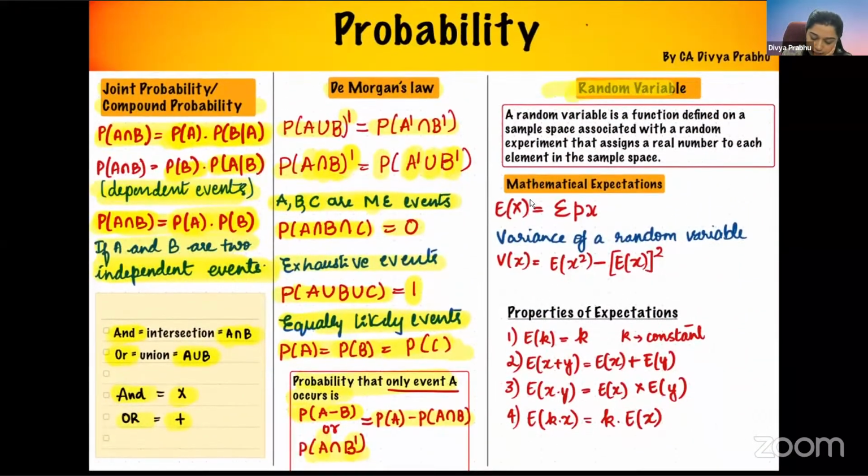That is on random variable. Now, what is this random variable? Random variables are of two types. One is discrete random variable, one is continuous random variable. So, what is this discrete random variable? Any random variable which takes discrete values is a discrete random variable. If it takes continuous values, it is a continuous random variable.